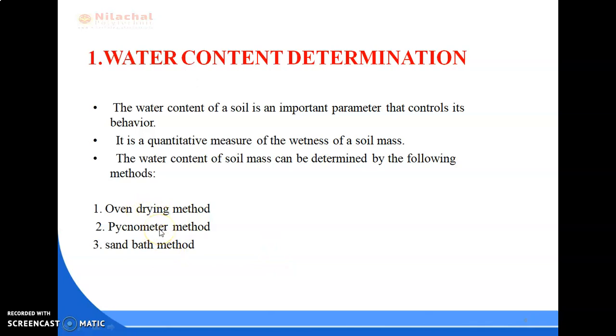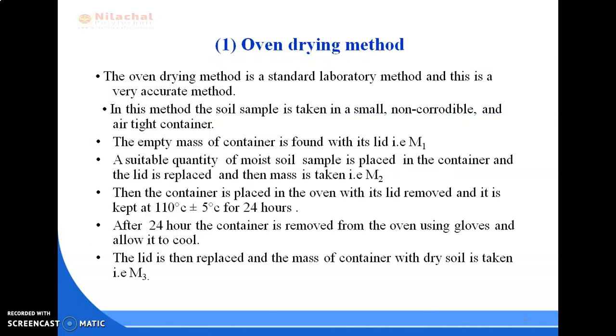The first two are most important and most of the time these are asked in the exam. So let us discuss the first one, oven drying method. The oven drying method is a standard laboratory method and this is a very accurate method. In this method the soil sample is taken in a small non-corrodible and airtight container. First we take the empty mass of the container with its lid and note down its mass, that is M1.